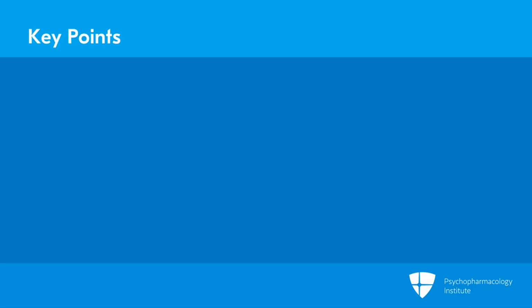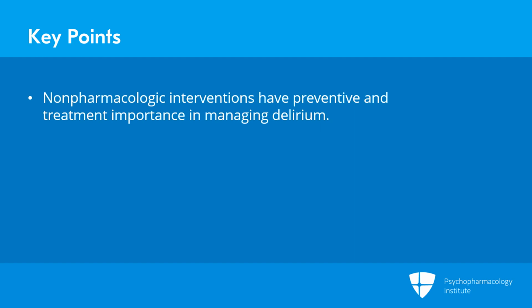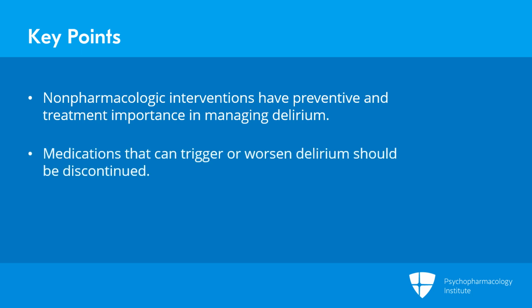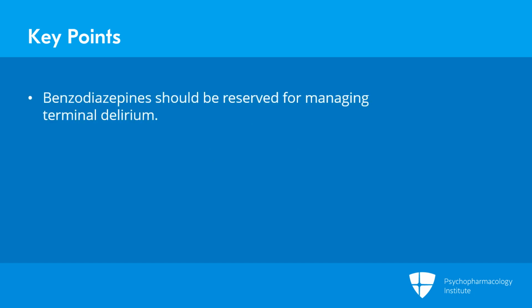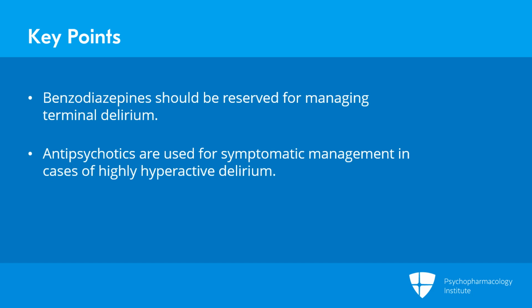In summary, non-pharmacologic interventions have both a preventive and treatment importance in managing delirium. Medications that can trigger or worsen delirium should be discontinued if at all possible. Benzodiazepines should be reserved for management of terminal delirium, where antipsychotic agents are not sufficient for symptom control. Antipsychotic agents are used for symptomatic management, especially in cases of highly hyperactive, agitated delirium, but they can also be useful in some of the hypoactive cases, particularly in patients who have hypoactive delirium, but also are reporting hallucinations or anxiety.